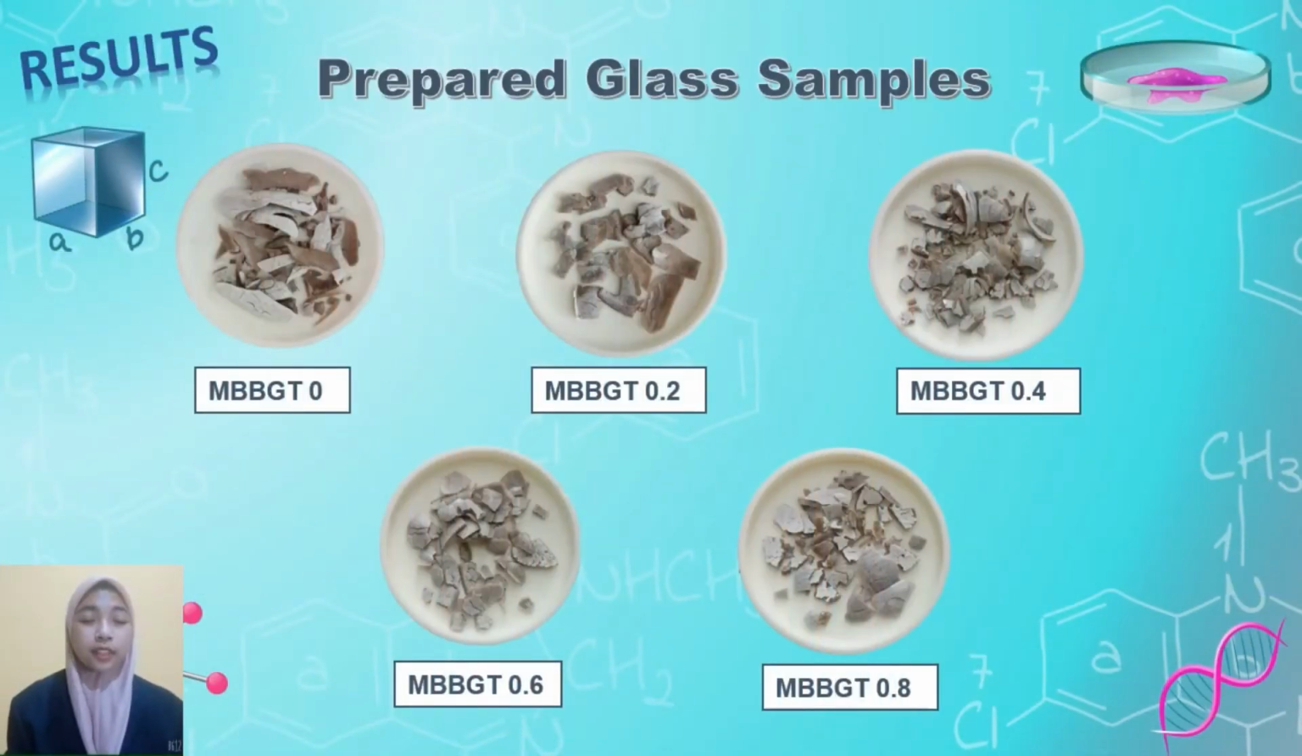The result from the sample prepared from the EISA technique shows that the color of the mesoporous borosilicate bioactive glass via titanium dioxide inclusion is equally brown. This is because the carbonization process during the calcination process happens equally to all the samples.